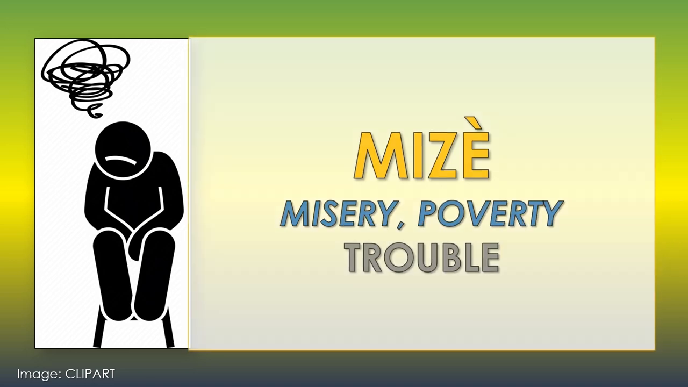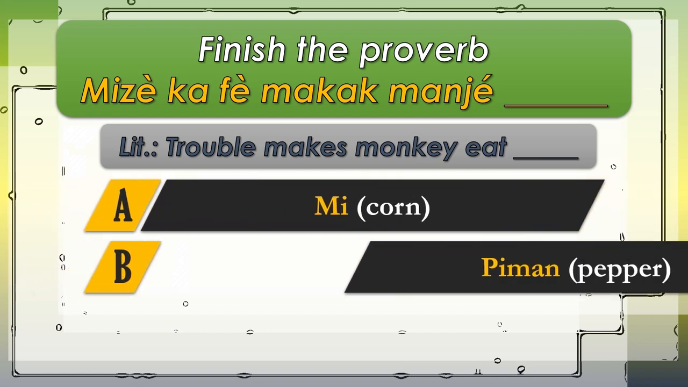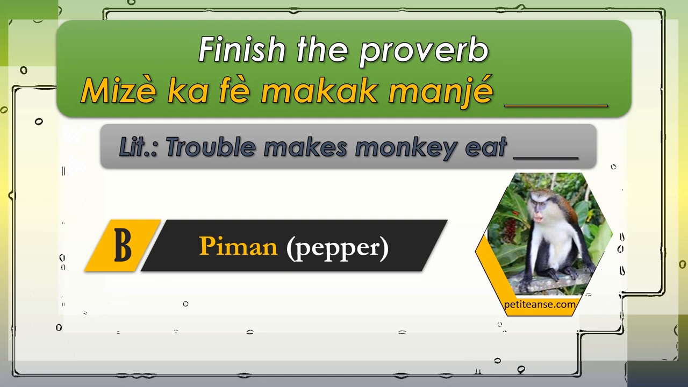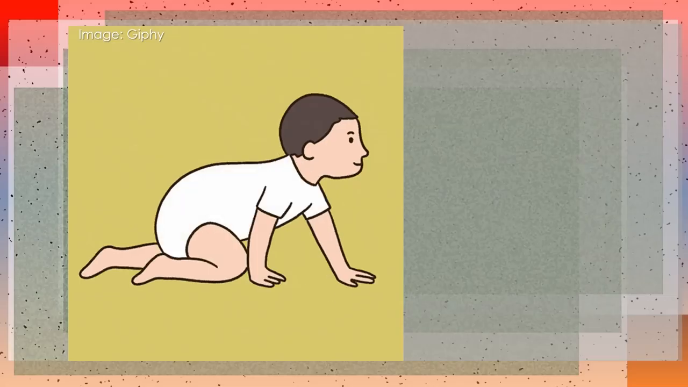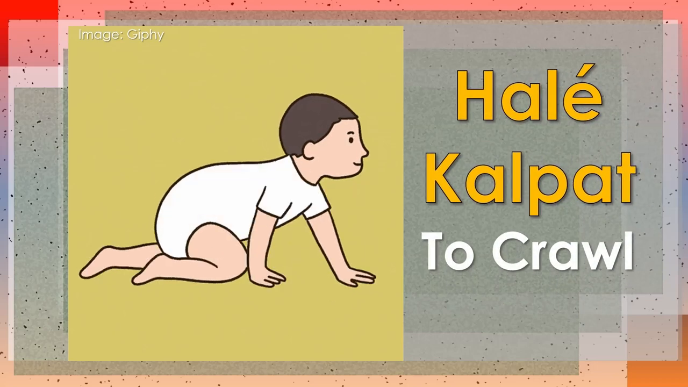In the last video, we looked at mise, meaning misery or poverty. It's often used to refer to trouble. And I asked you to finish the proverb, mise ka fè makak manje. If you said B, Pima, trouble makes monkey eat pepper, that's the correct answer. Thumbs up. For this video, we're going to be looking at halekalpat.